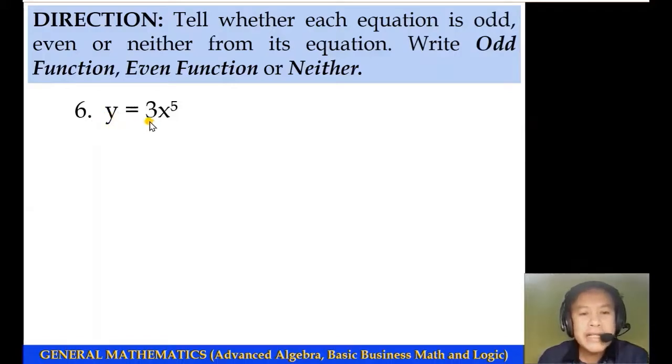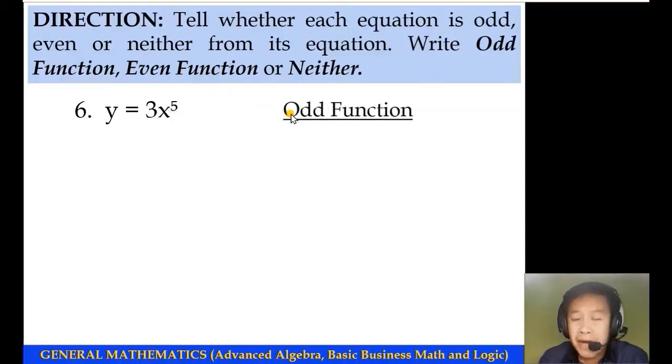y is equal to 3x raised to 5, and this is just a single term, and the degree of the function is 5, and automatically this is an odd function.